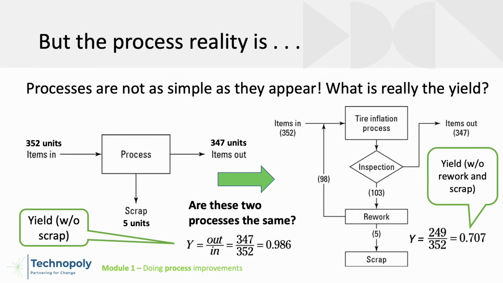Unfortunately, the reality in most processes is not as simple as that. When we look at processes, it is not often the case that you get to see only good items coming out of the process. Oftentimes, if we look at the process on the left, we assume that the scrap is removed and thus you only have 347 units out of the 352.